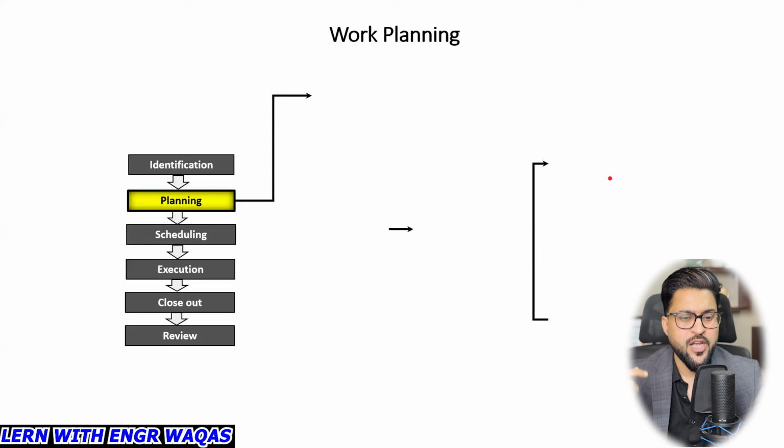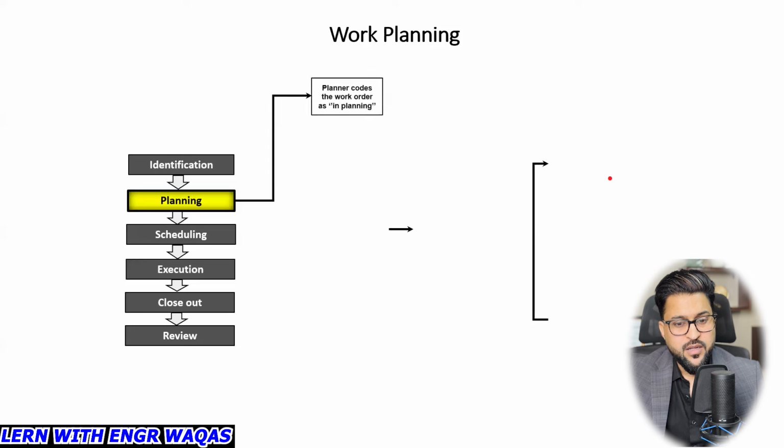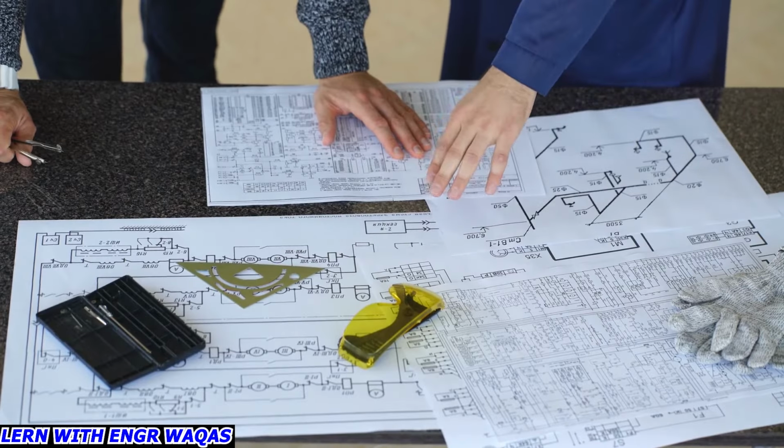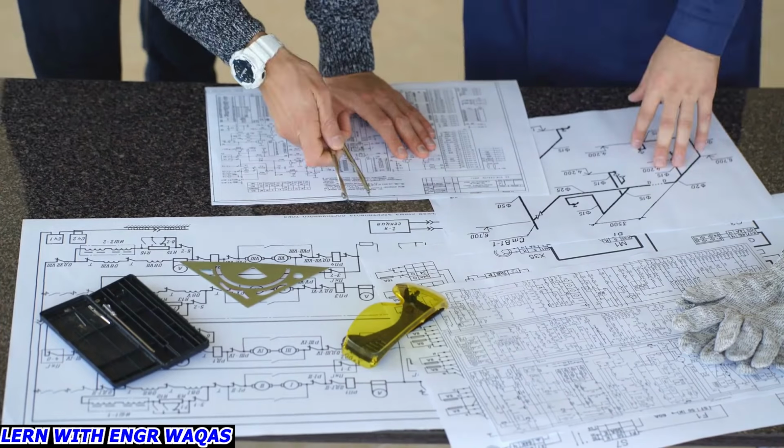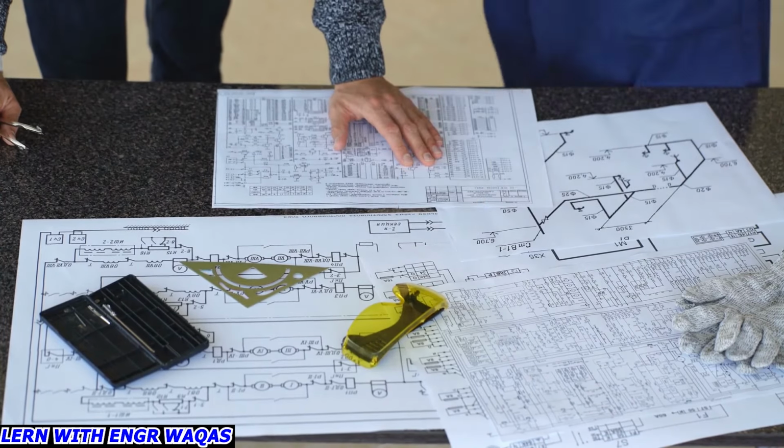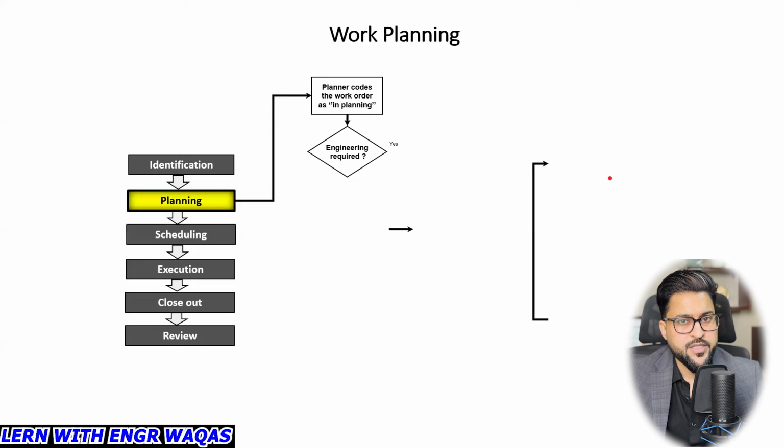So the second process I'm going to help you with here is planning. Shutdown planning: the planner codes the work order in planning. They are going to make WBS codes from work orders, right? Then from here they are going to see whether engineering is required. Maybe they need design. Engineering means design. They need to make the design for that specific work, right? So there are two possibilities. Yes, we need design for that, and no, we don't need any kind of design.